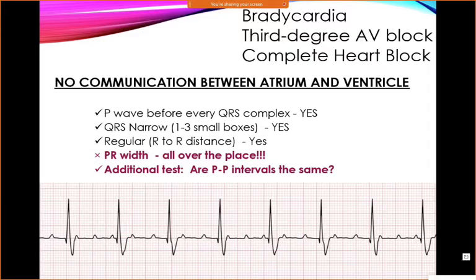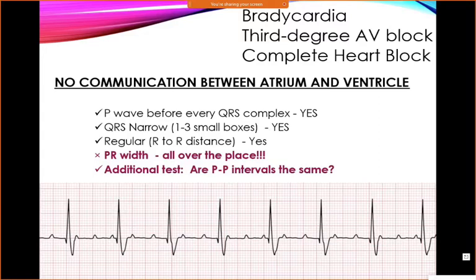The rate is 1, 2, 3, 4, 5, 6, 7, 80. The rate is 80. The QRS is narrow. It's regular. You're thinking, hey, that's pretty normal. There's a P before every QRS. I've got a normal sinus rhythm.